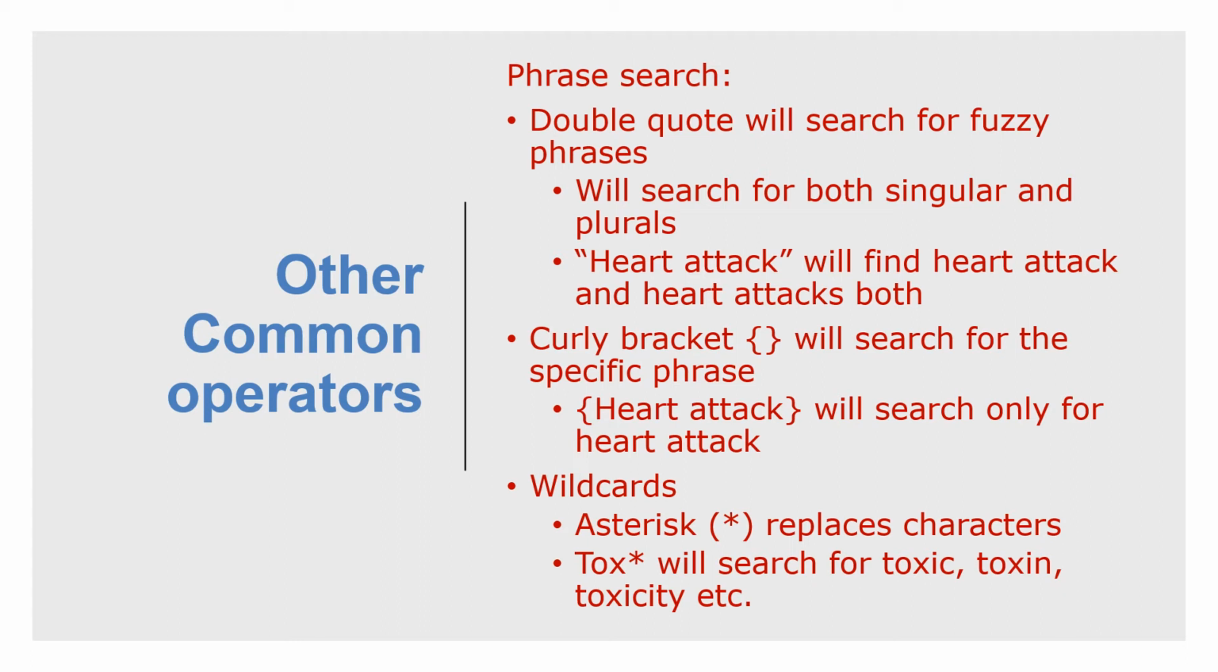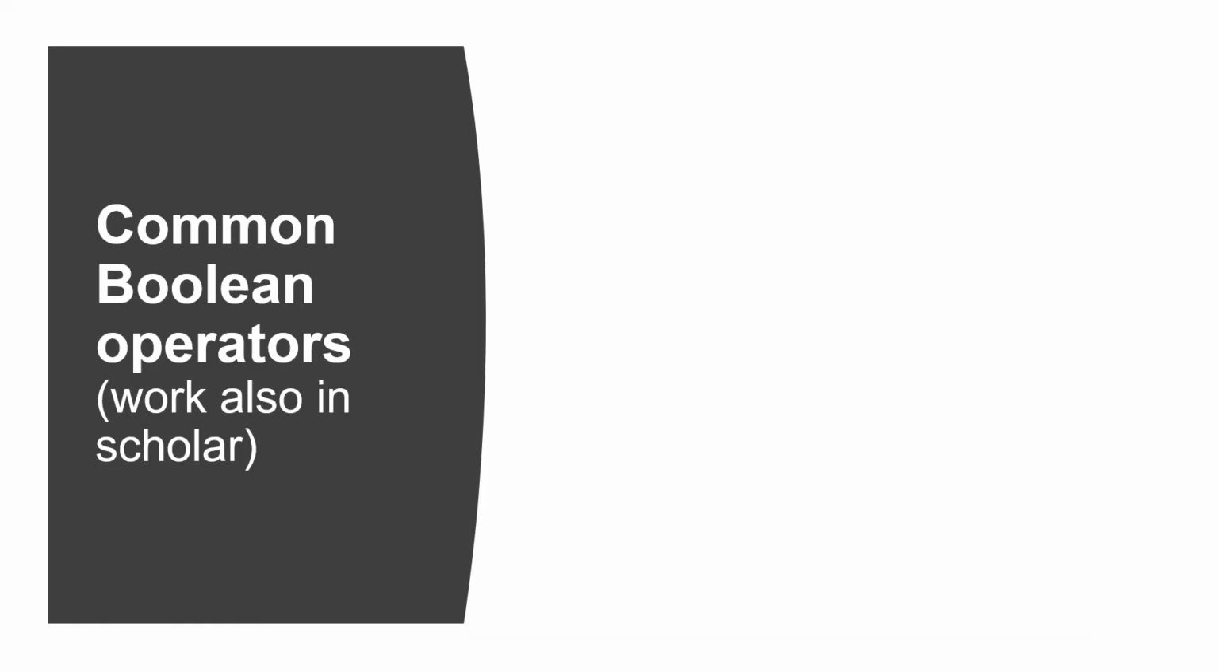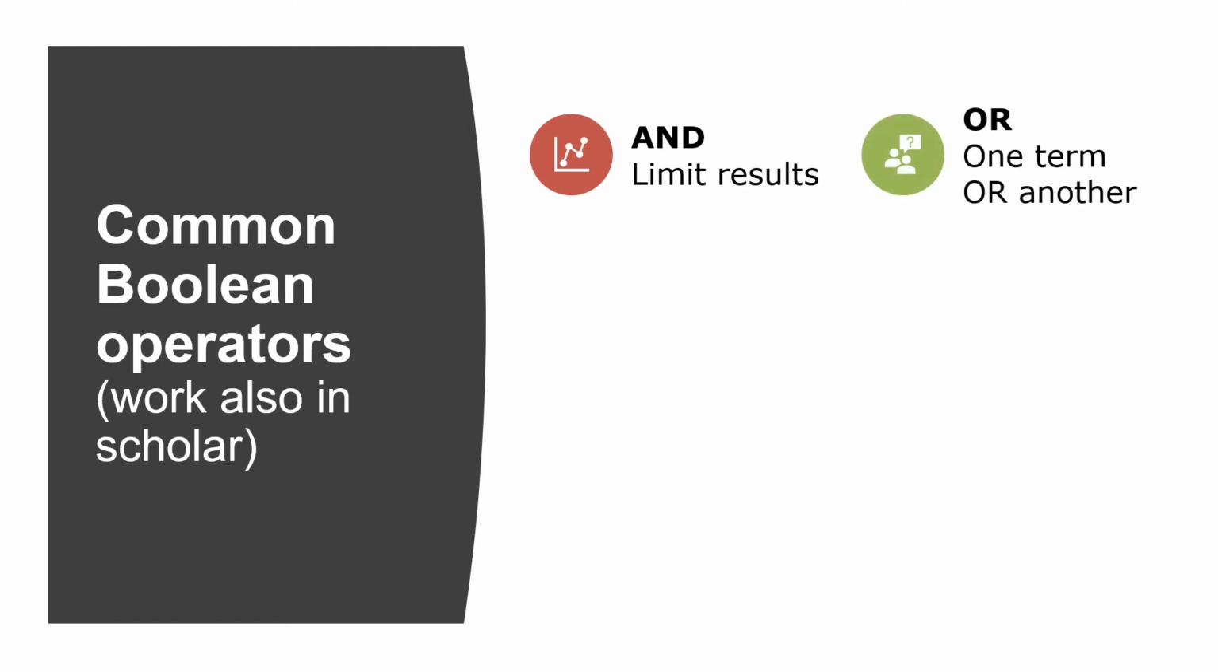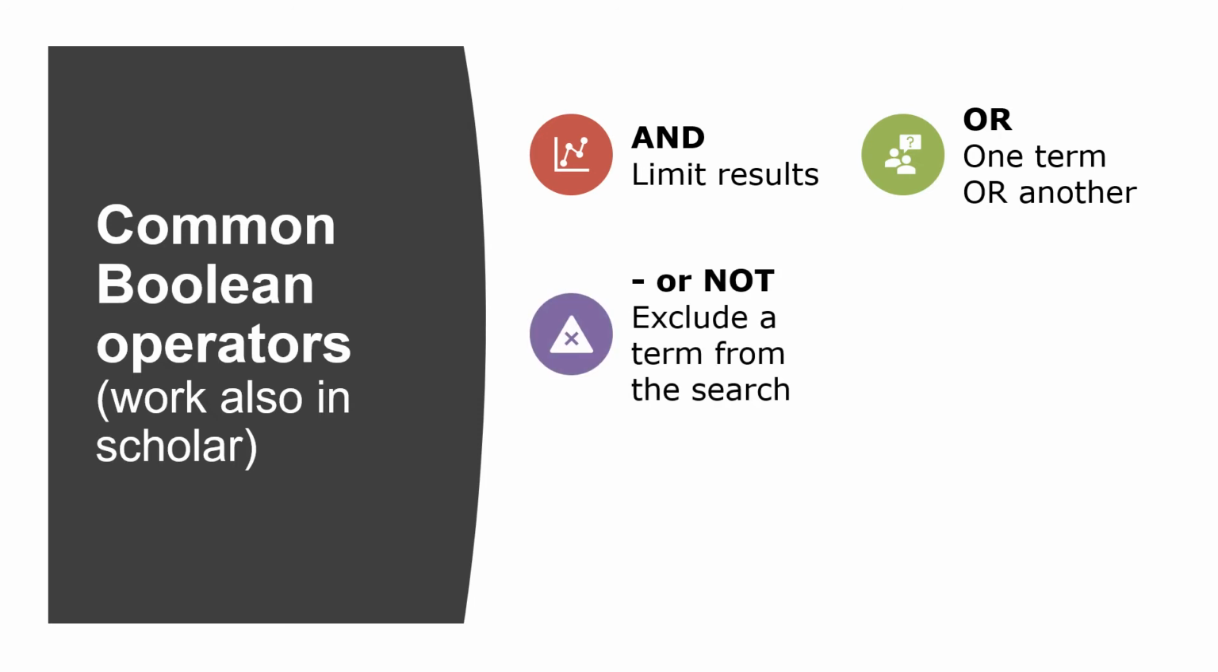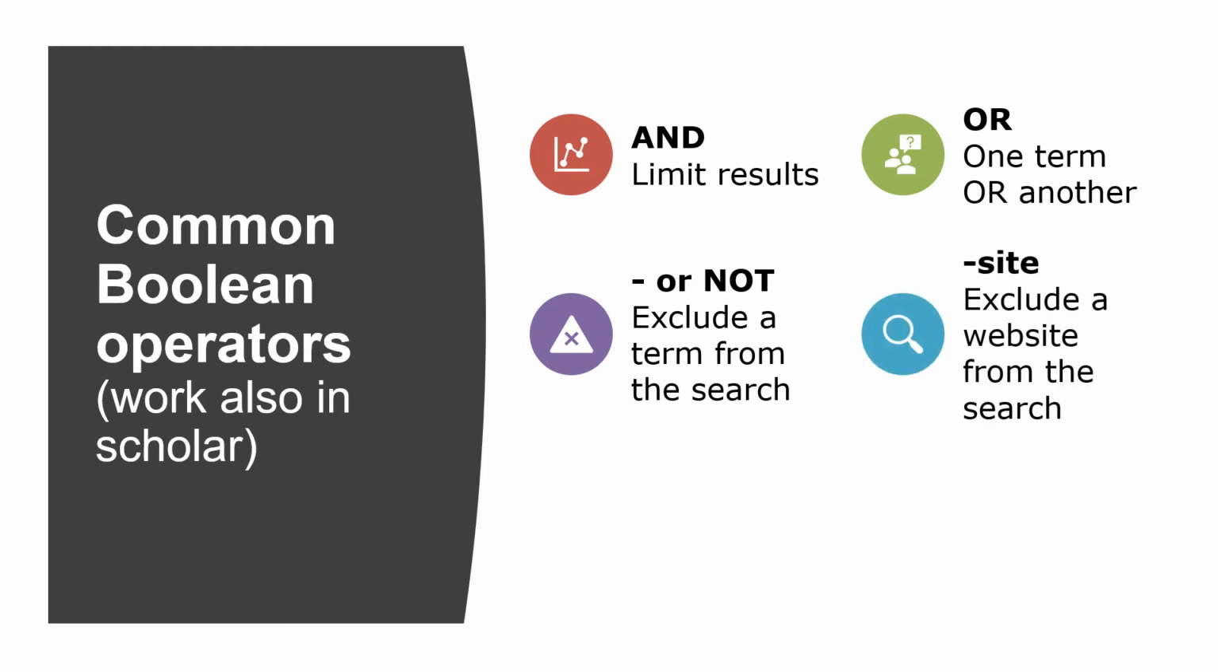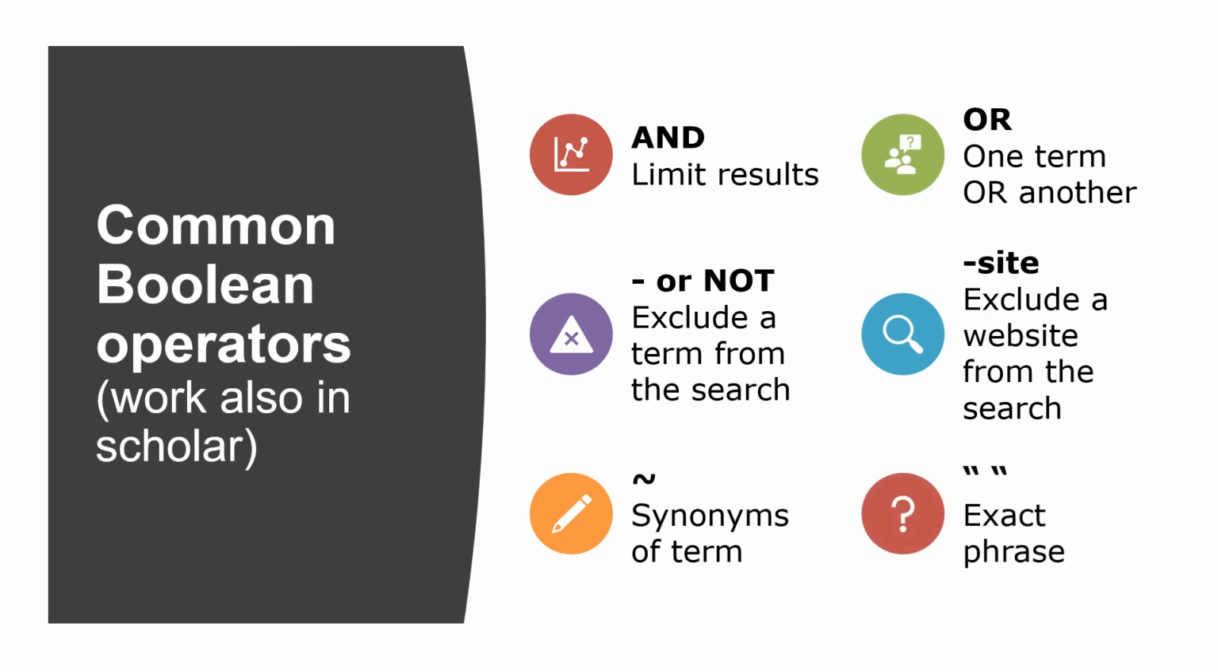However, some specific Boolean operators may not be universal. So I am summarizing these six common Boolean operators: AND, which limits results; OR, one term or another; dash or hyphen or NOT, which excludes a term from the search; dash site, which excludes a website from the search; the tilde sign, synonyms of a term; and quotes, exact phrase.